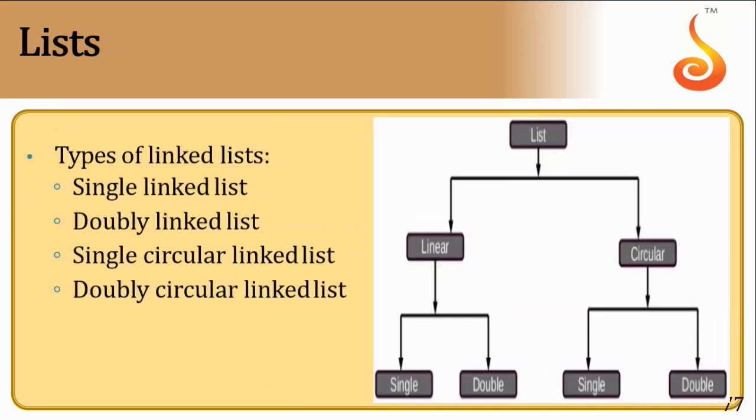Then there are different types of linked list. They are single linked list, doubly linked list, single circular linked list, and doubly circular linked list. When I say single linked list, I can traverse in one direction from the first node to the last node. I cannot do it in the reverse direction.